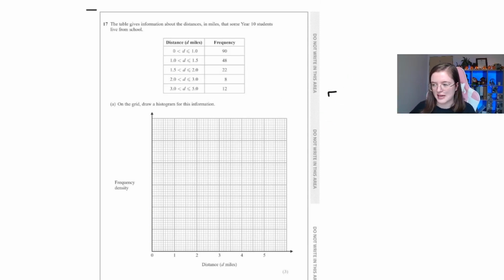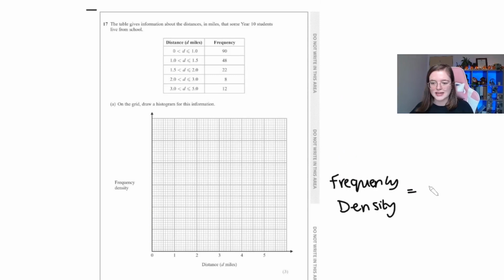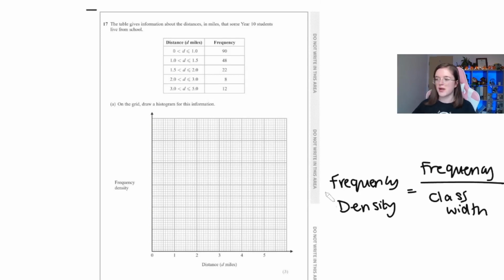So if I write that out, let's have a little equation for it, which I'm not going to put there. That's a really poor place. I'm going to write it over my face soon. So frequency density is equal to the frequency divided by the class width. And there we go. And that is that.